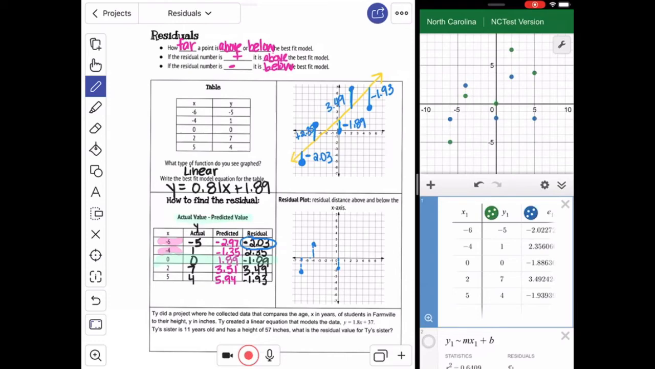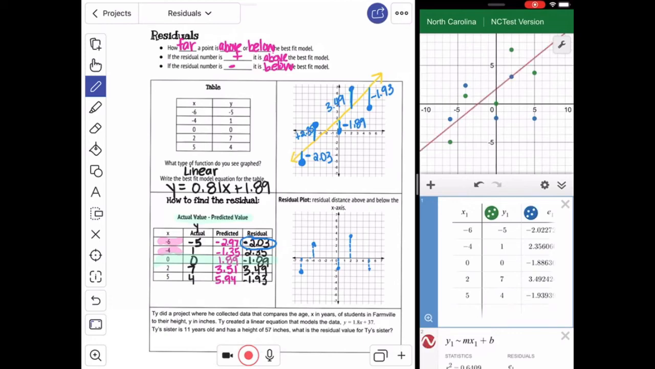I'm not so much interested that you are able to plot the residual. I'm more interested that you can interpret and analyze the residual. Okay, so I'm going to just finish this out. At 2 the residual was approximately 3.4, so this distance here, and at 5 we have negative 1.93. So that's just giving you a visual of the distance there.